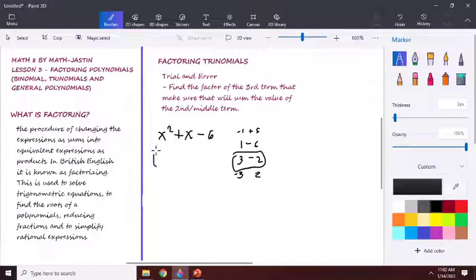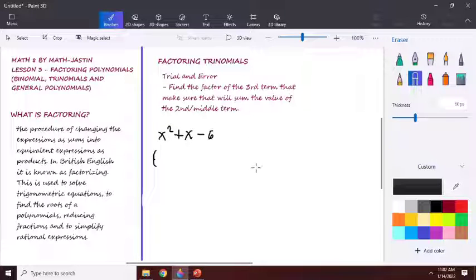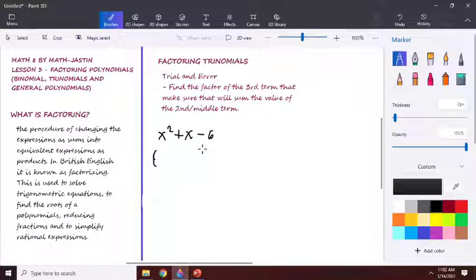So, using this factor, FOIL method po. So, 3 and negative 2 ang nahanap natin, tandaan. So, ito na yon. So, we have factors, siyempre, of the first term. Alam nyo na yan, di ba? Factors of first term. Then, we have 3 and 2.